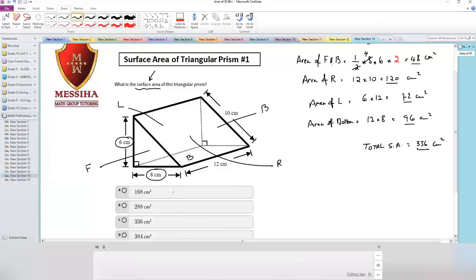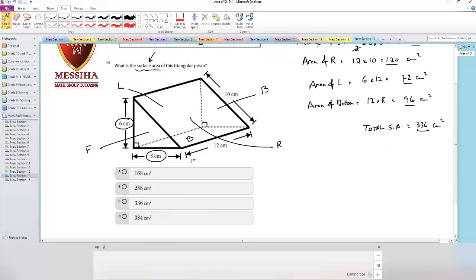So now I check between the answers. Right away, I see the 336 exists in C. So C can be the right choice in this case.